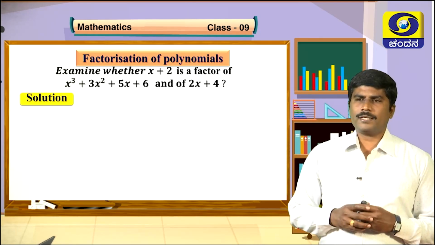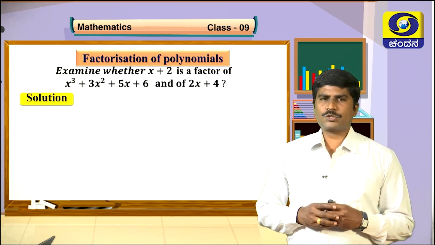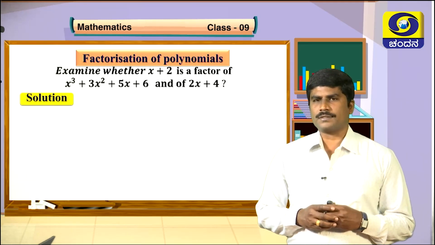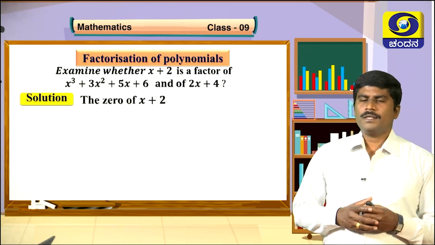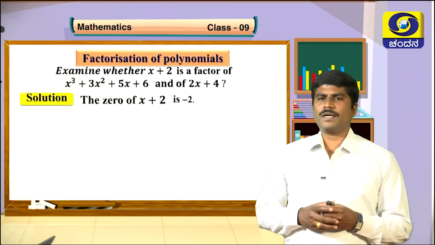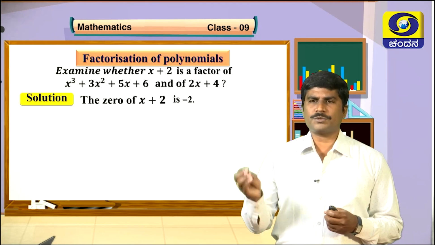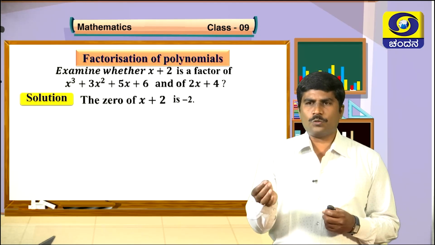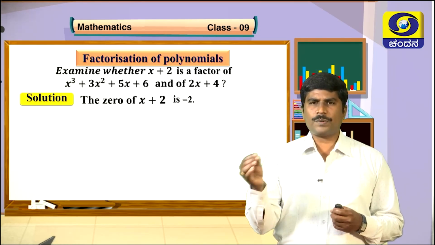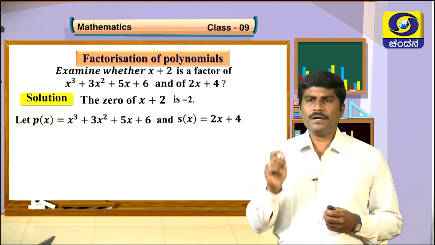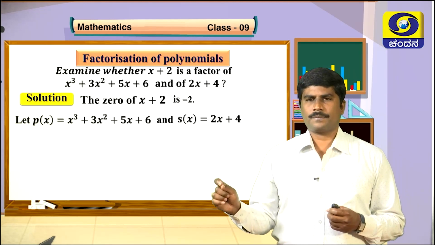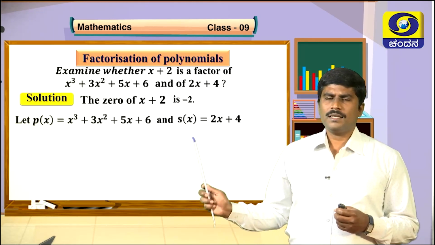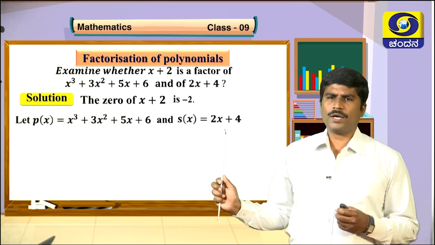Examine whether x plus 2 is a factor of x cube plus 3x square plus 5x plus 6 and 2x plus 4. The zero of x plus 2 becomes minus 2, because if you substitute minus 2, the x plus 2 value becomes 0: minus 2 plus 2 is equal to 0. Let p of x be equal to x cube plus 3x square plus 5x plus 6. Let us consider s of x as 2x plus 4.